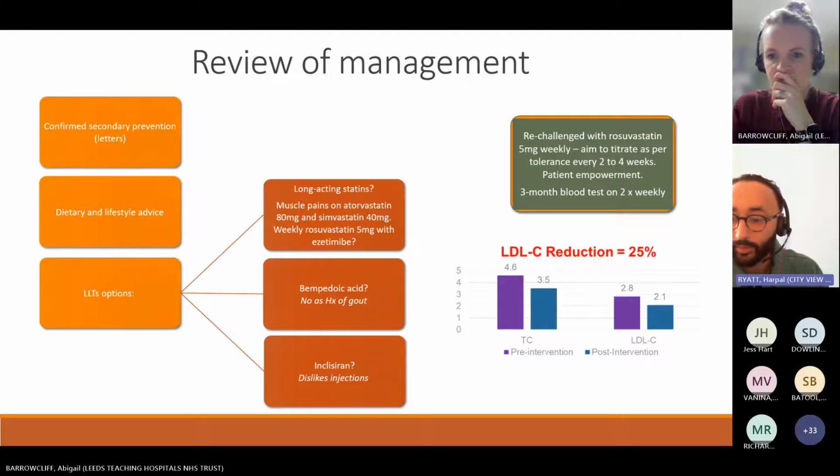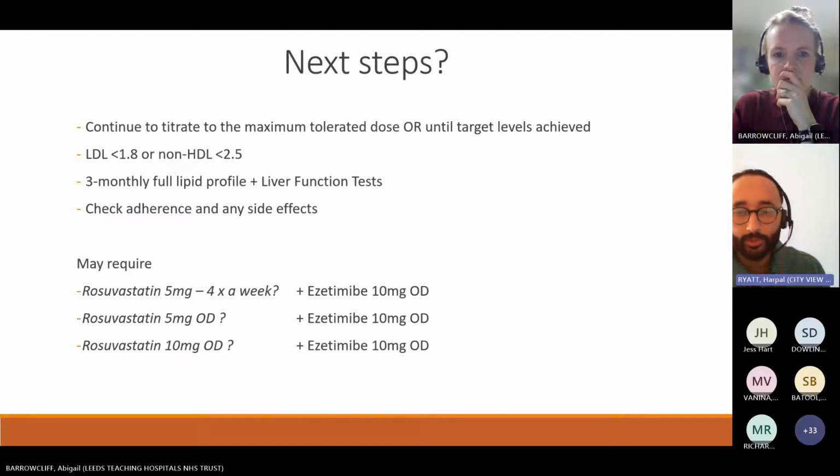So in our post-intervention results, we've got a really good response. His LDL-C has dropped from 3.5 to 2.1. So it's definitely working, and that's just taking it twice a week. So if we go to the next slide. So what do we do next?